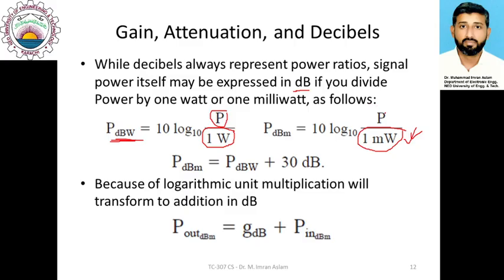Whatever power is given to you, we simply divide it by 1 milliwatt and convert it into decibels. Because we have used a reference of 1 milliwatt, we name it as dBm. So dBm refers to the dB value with reference to 1 milliwatt power. The division factor that we have used is actually 1 milliwatt. And there is a common relationship between this dBm and dBW value. Whatever power you get in dBm will be equal to the power in dBW plus 30 dB.